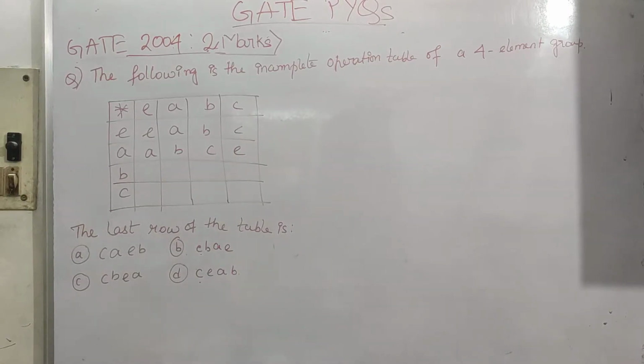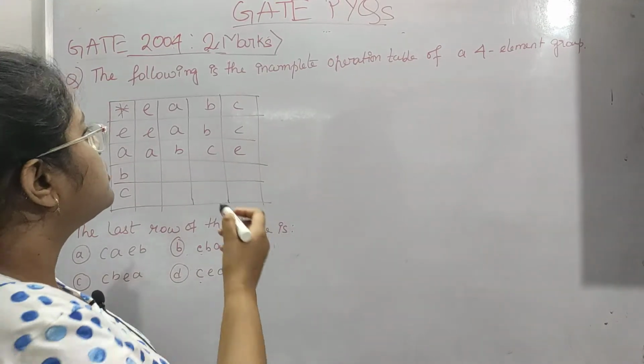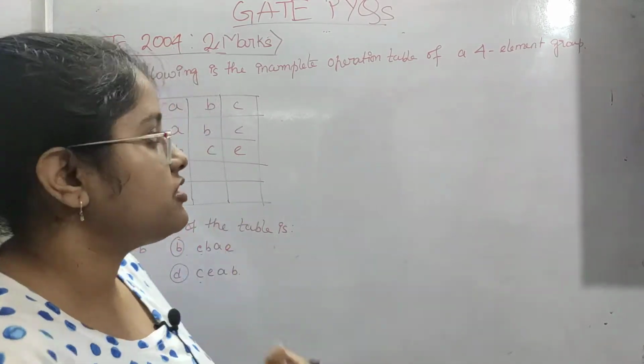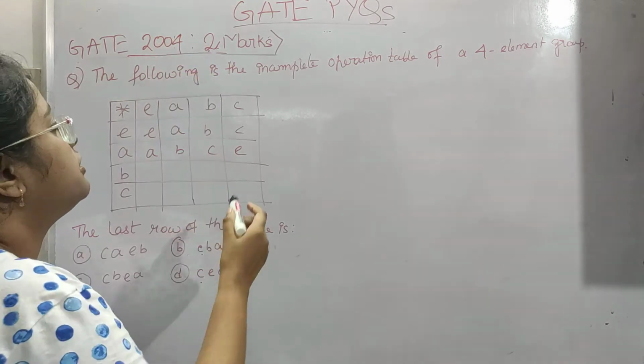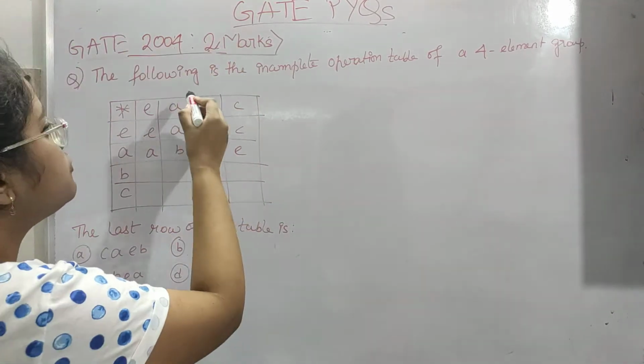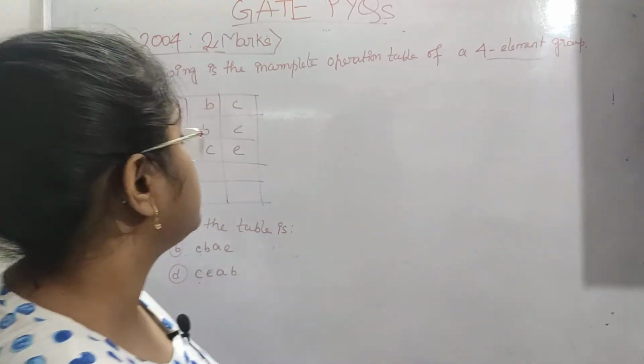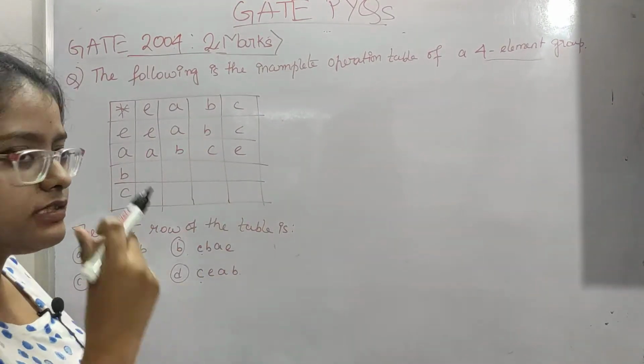So this is a really interesting question. Okay, so it may look big, but it is a really interesting question. I felt it is a good question. Okay, so now it was asked in GATE 2004, 2 marks question. So now the following is an incomplete operation table of a 4 element group. Okay, so now an incomplete table is given.